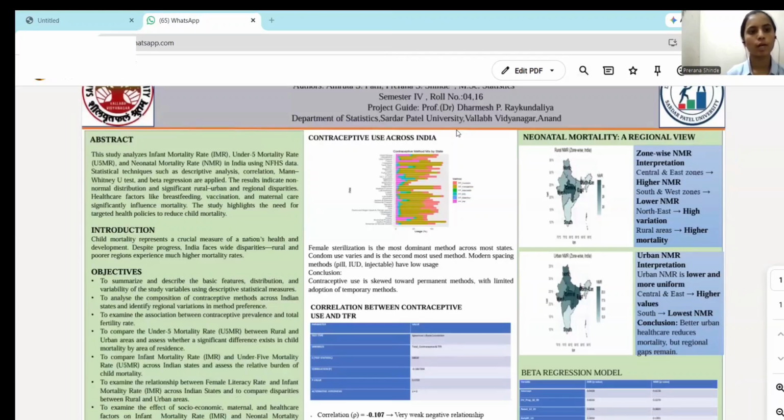So in that study, we have to analyze the infant mortality rate, under 5 mortality rate, and neonatal mortality rate. Infant mortality rate means the death rate of children whose age is less than 1 year, and the death rate of children whose age is under 5 years is the under 5 mortality rate. And neonatal mortality rate means the death rate of children whose age is less than 28 days.